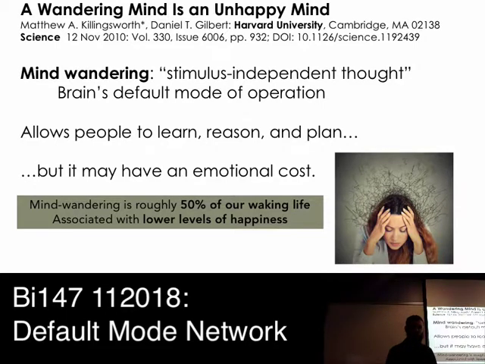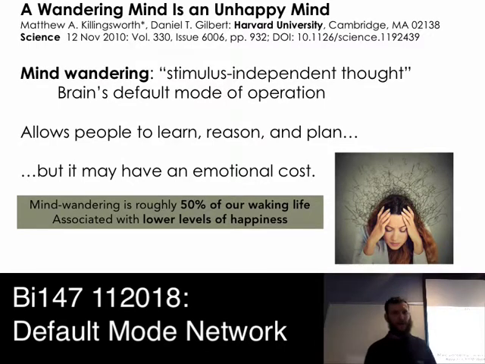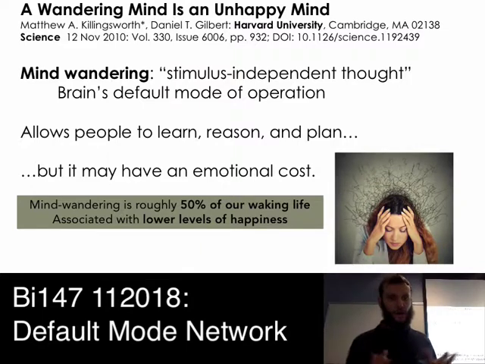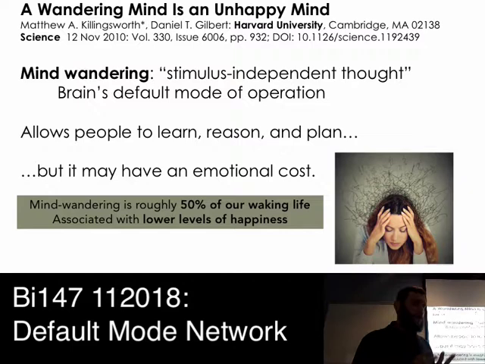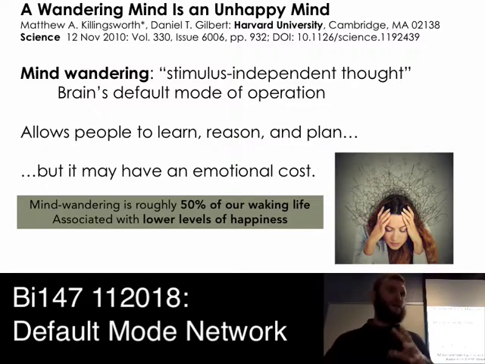So here's this article. A wandering mind is an unhappy mind. So this came out in Science, not quite 10 years ago, by a group at Harvard. And it's a pretty interesting study. They were looking at mind wandering. And what do they call mind wandering? They call mind wandering stimulus-independent thought.